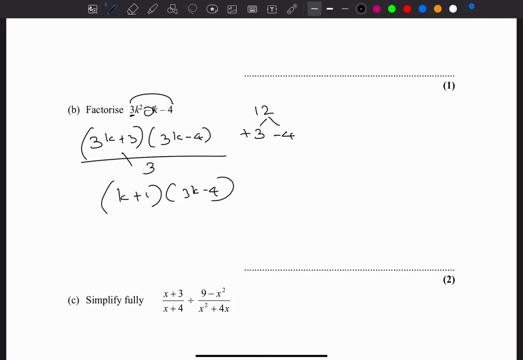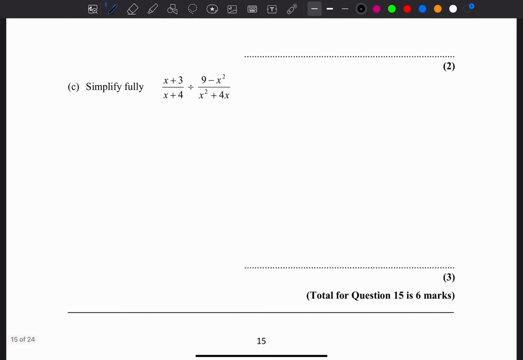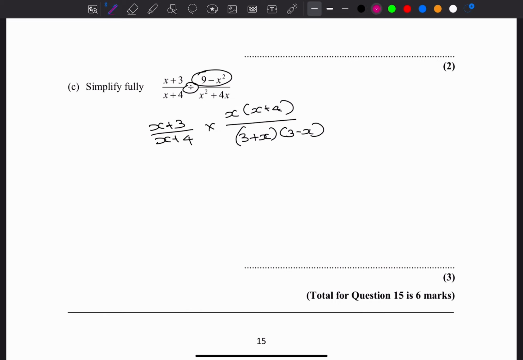Next one. So this is x plus 3 over x plus 4. Divide changes into times. x squared plus 4x you can factorize, because you know the fraction will swap: x out, x plus 4. And this one comes on the bottom and it is a difference of squares: 3 plus x and 3 minus x. You can cross cancel, not up and down, just cross cancel. x plus 3 and 3 plus x is the same thing, x plus 4 cancels. All we have is x over 3 minus x.